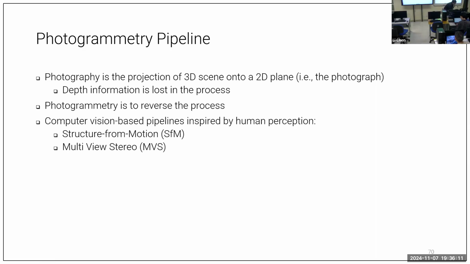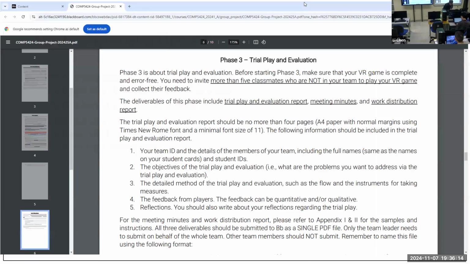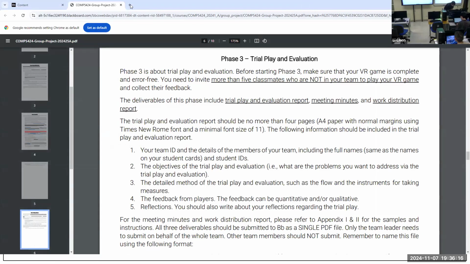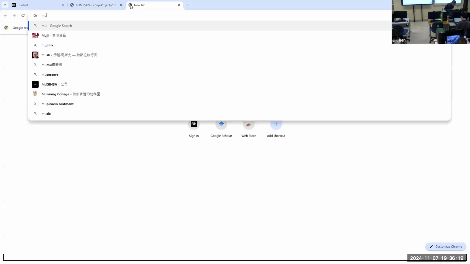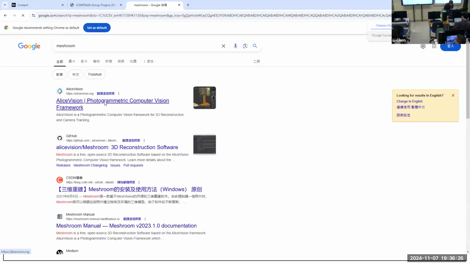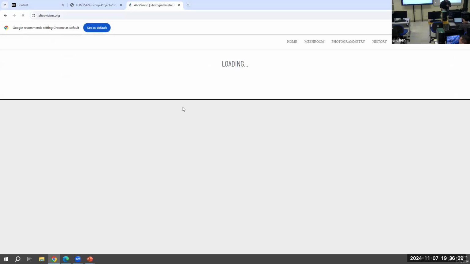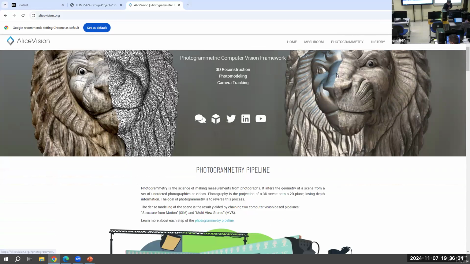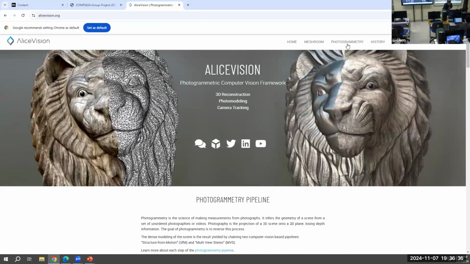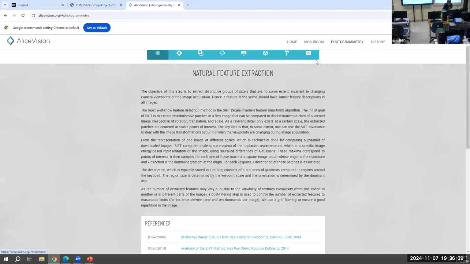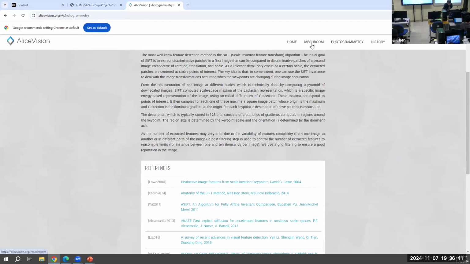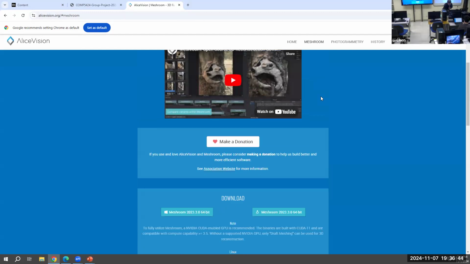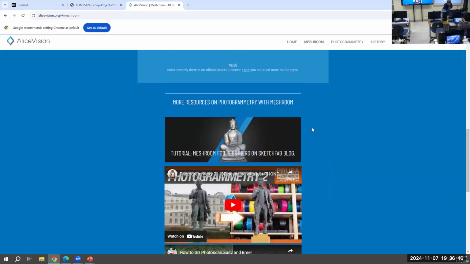And if you are really interested in this, I can show you a software called Meshroom. Yeah, this software is open source, so you can download it and try to do some crazy photogrammetry reconstruction. Let me find where it is. Yeah, so basically you can download it and use it for free.